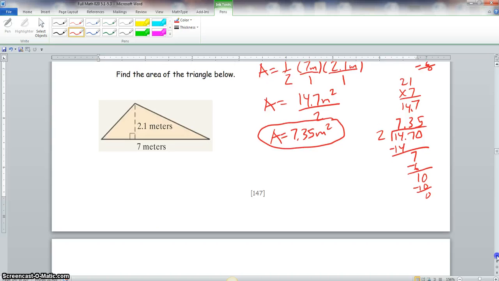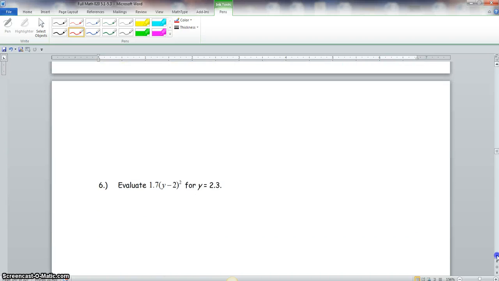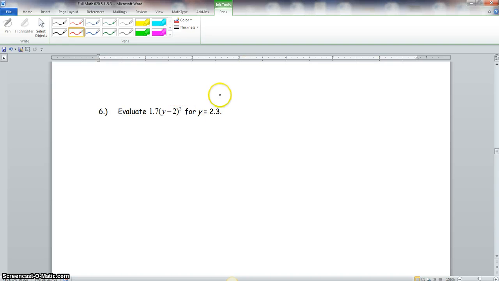Now we scroll down here. We have problem number 6. This is the last problem of this section. Now, we have 1.7 times the parenthesis y minus 2 squared. Now, y is 2.3. So we're going to go through and substitute. We have 1.7 parentheses 2.3 minus 2 and squared. As we always put in the value we're substituting into parentheses. We can't do anything inside this 2.3 parenthesis, so we'll bring that out. So it'll be 2.3 minus 2 parentheses squared.